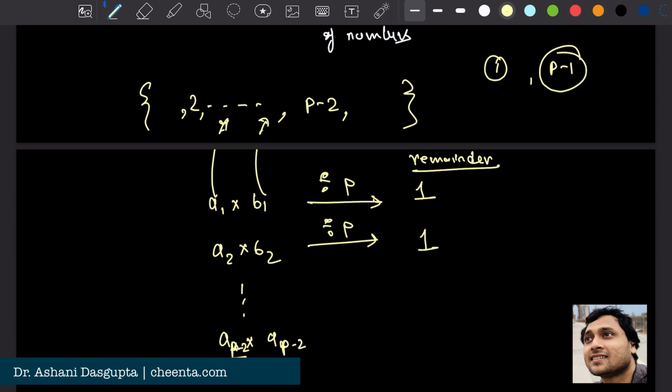If you leave, actually P minus 3 by 2 pairs. Because from the list of P minus 1 numbers, you throw away 1 and P minus 1. So there are P minus 3 numbers left, and you have to divide it by 2 to find the number of pairs. And each of them produces remainder 1.